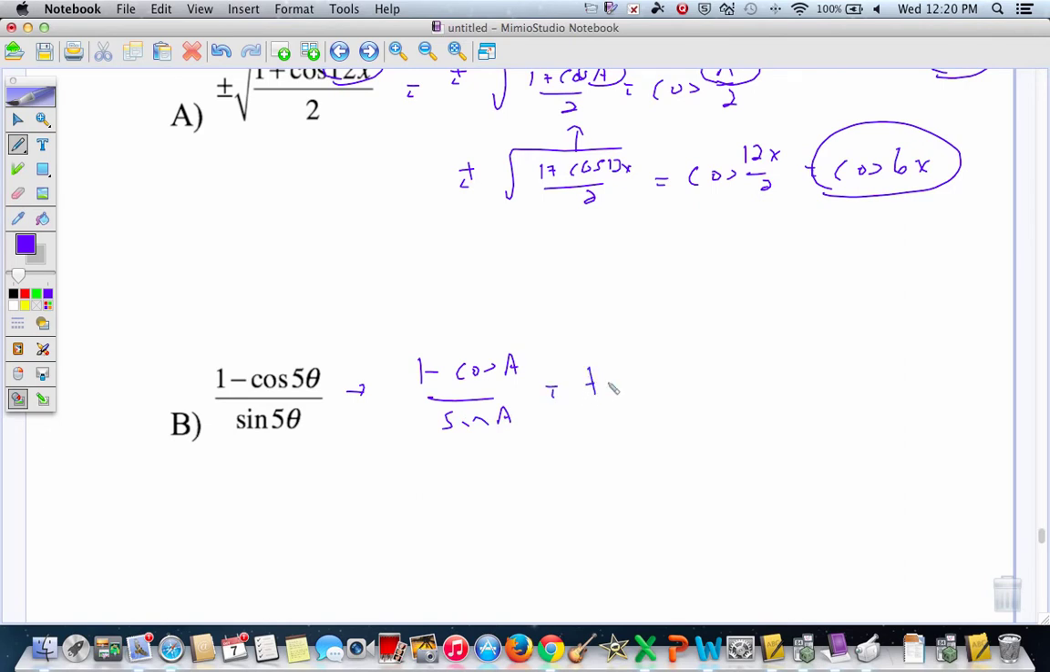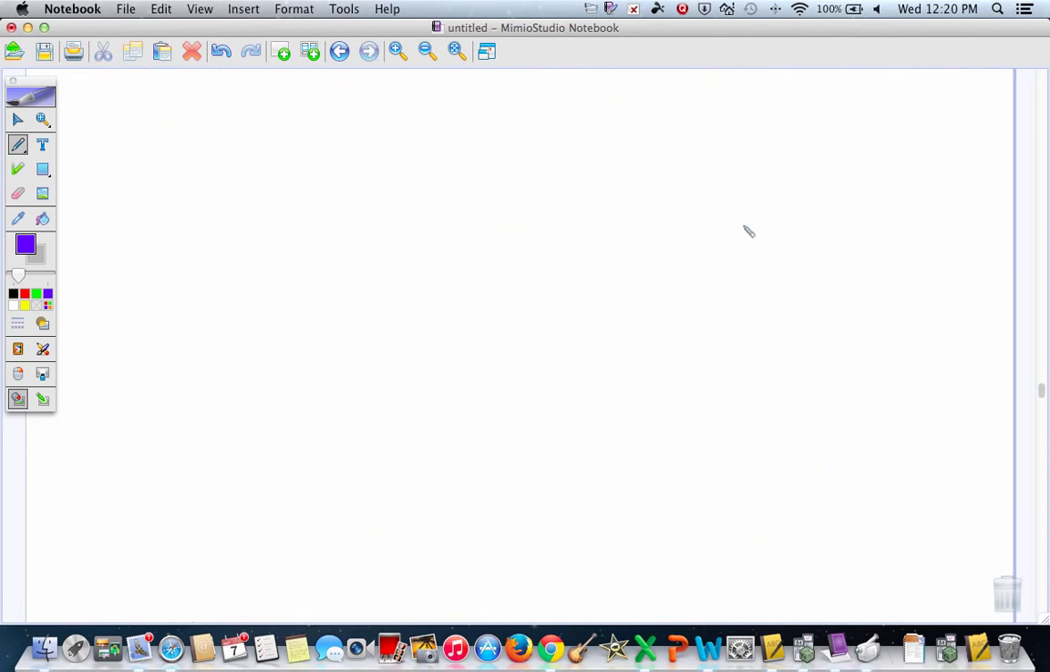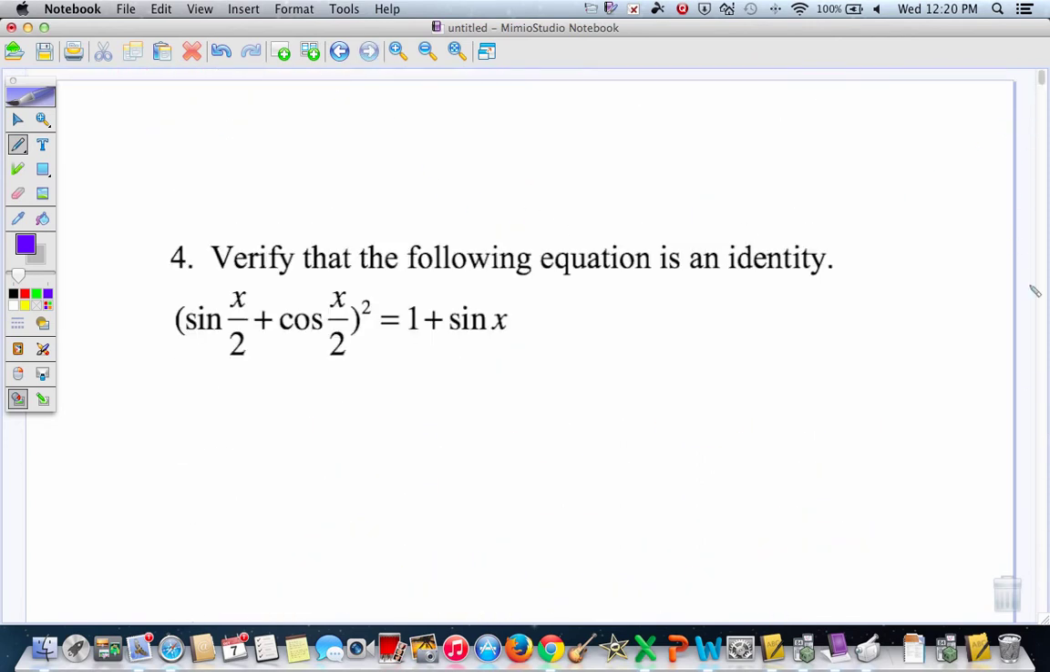This one here, 1 minus the cosine of 5 theta over the sine of 5 theta, looks like 1 minus the cosine of A divided by the sine of A, which is the tangent of A divided by 2. Notice that these two match up, which essentially means that A is 5 theta. So over here I have the tangent of 5 theta divided by 2. Really can't do much else with that, so that is our version here. And do we have one more? No, we have an identity.